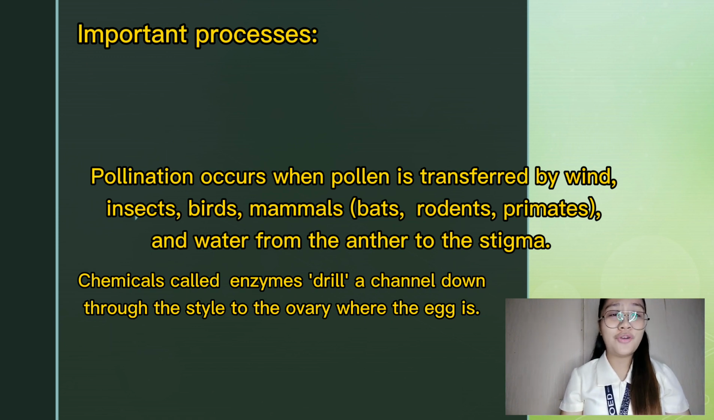Important processes. First is pollination. Pollination is the act of transferring pollen grains from the male anther of a flower to the female stigma. The goal of every living organism, including plants, is to create offspring for the next generation. One of the ways plants can make offspring is by making seeds. Pollination occurs when pollen is transferred by wind, insects, birds, mammals, bats, rodents, primates, and water from the anther to the stigma. Chemicals called enzymes then drill a channel down through the style to the ovary where the egg is.